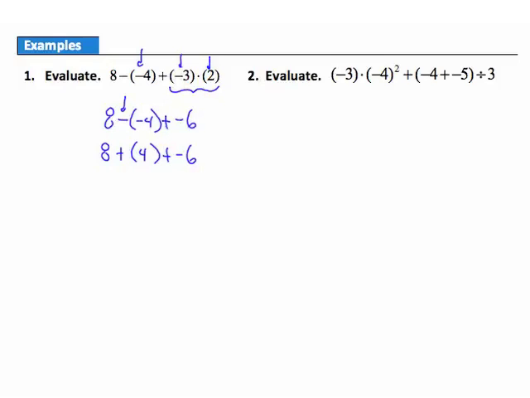So I would say 8 plus 4 is 12. And then the last step will be +12 plus a -6. I have more positives there. In fact, I have 6 more positives there. So I get a final answer of 6.